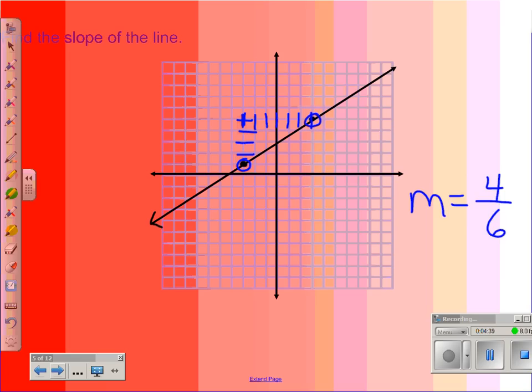So if it's 4, 6, I notice that that's going to simplify down because 4 and 6 both have a common factor of 2, and that's going to reduce down to 2/3. So how is that possible that it's 4, 6, and 2/3? Well, let's look to see how that works.